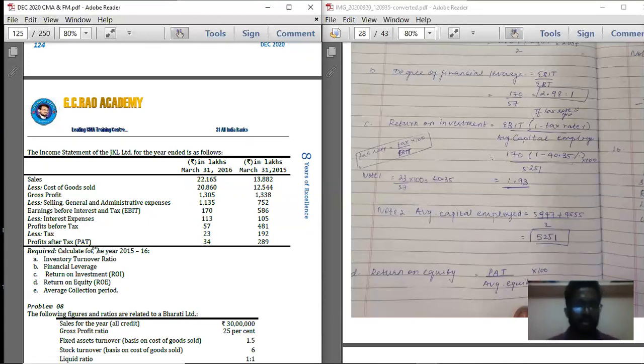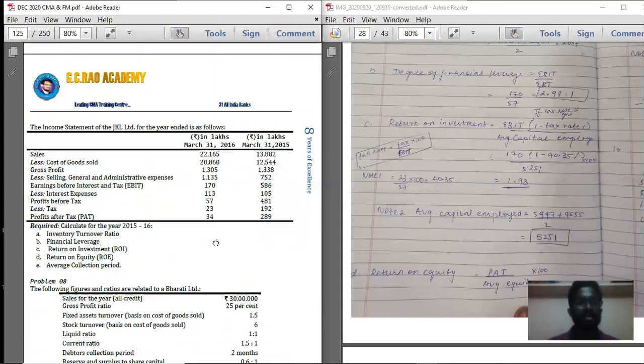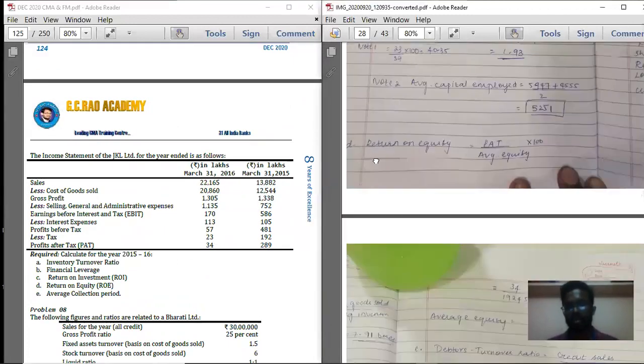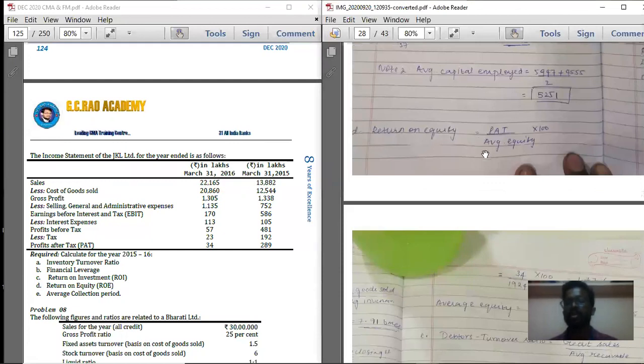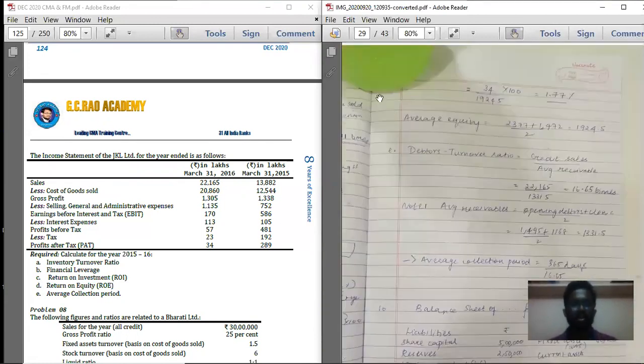So return on equity is equal to profit after tax divided by average equity. So what is the profit after tax? 34. Below that, point number D, return on equity is equal to profit after tax divided by average equity into 100. Profit after tax is 34 divided by average equity.